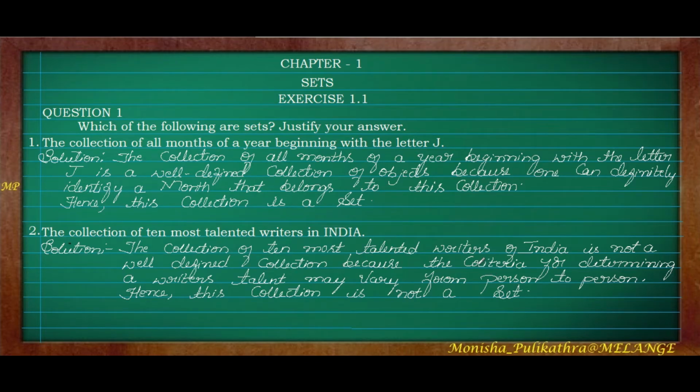For example, I can say J.K. Rowling is the best writer because I like J.K. Rowling, but for you, maybe there will be other writers who are better than J.K. Rowling, right? So the criteria or the thinking of each person varies. So this type of question will never belong to a collection of set. So 10 most talented writers in India is not a set. Why? Because determining a writer's talent may vary from person to person. This type of reason you have to give, and finally you have to write whether the given statement is a collection of set or not a collection of set. I hope you understood the first two questions.